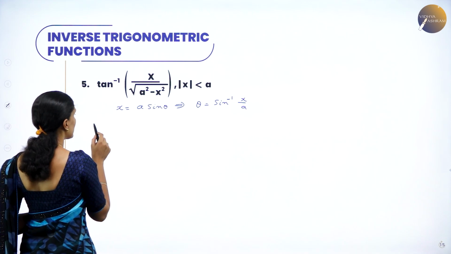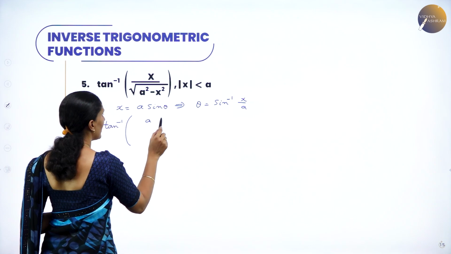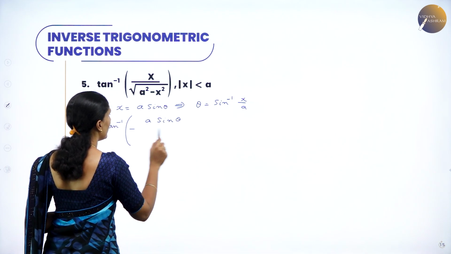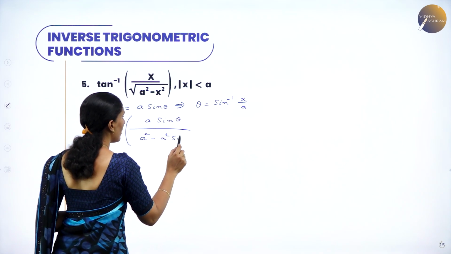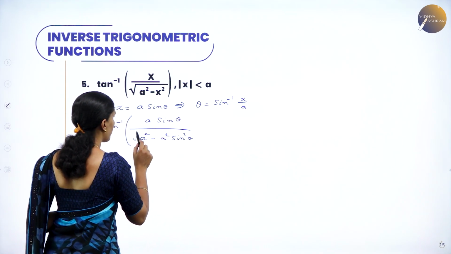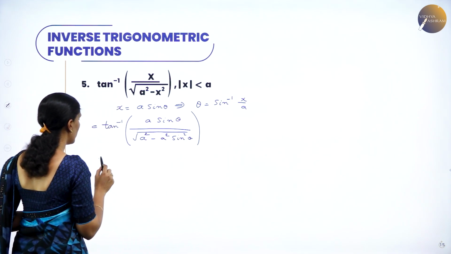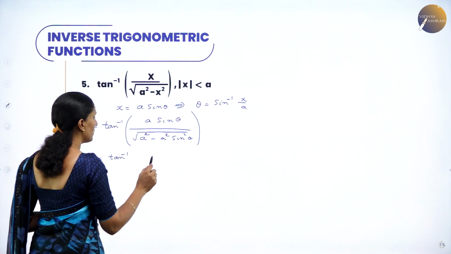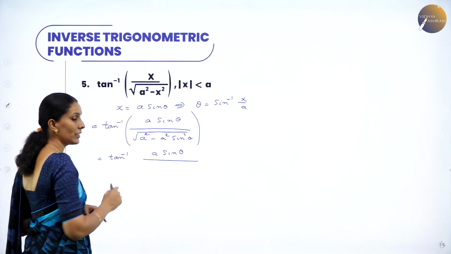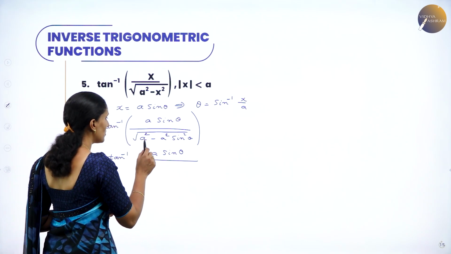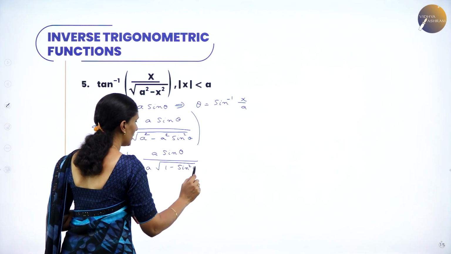So let us see here, tan inverse of x we have taken as a sin theta divided by the square root of a square minus x square, which is a square sin square theta. Now I can take a square outside the square root. So this becomes tan inverse a sin theta. If I take a square outside the square root, then I'll get a. So under the square root, I'm left with 1 minus sin square theta.